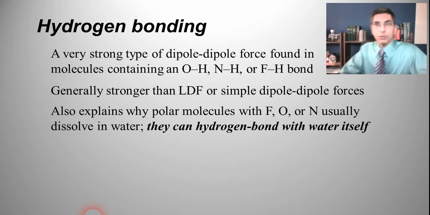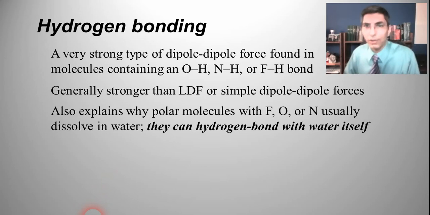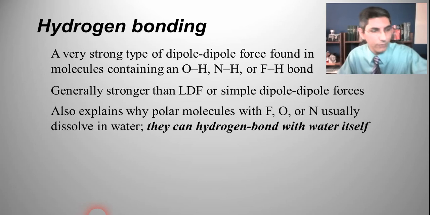Now, this also helps us to explain why if you have a polar molecule that has a fluorine, an oxygen, or nitrogen, these are usually going to dissolve into water. And that's because those molecules can hydrogen bond with water itself. And we'll see an example of that here coming up in this video.